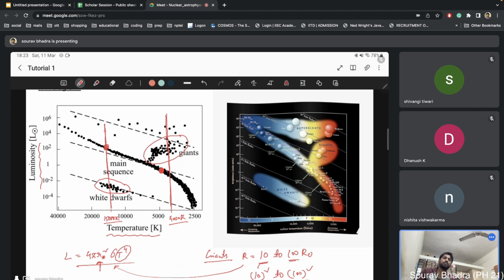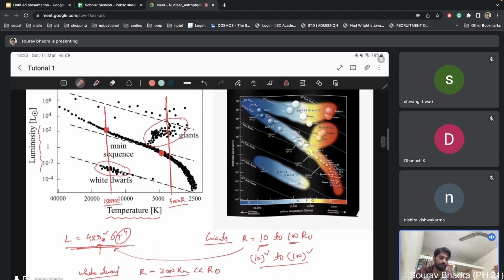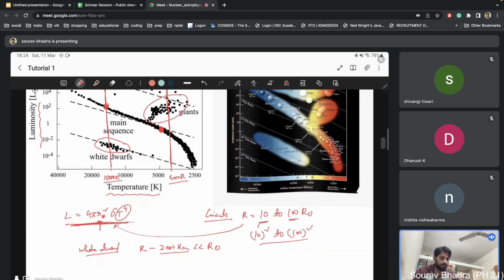So always remember this thing, that your luminosity is the surface area of that particular star or stellar object times sigma T to the power 4. So if you are considering a particular T for understanding, then R high means luminosity high, R low means luminosity low. That is the reason why giants are above the main sequence and white dwarfs are below the main sequence.